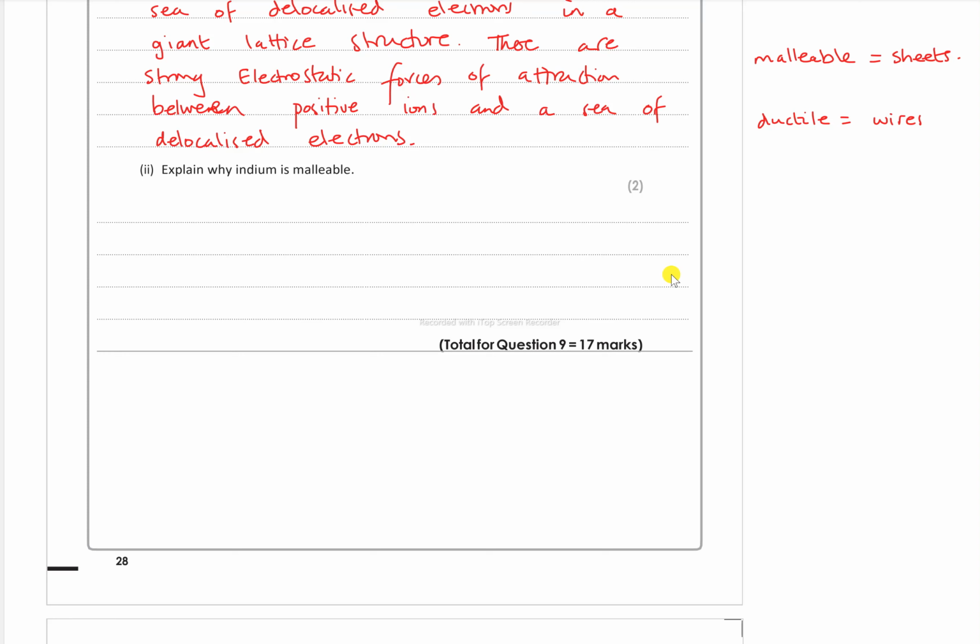Why is it malleable? And the answer is the same for both, because the layers of ions can slide past each other when a force is applied. See if you can learn that word for word. That'd be good.